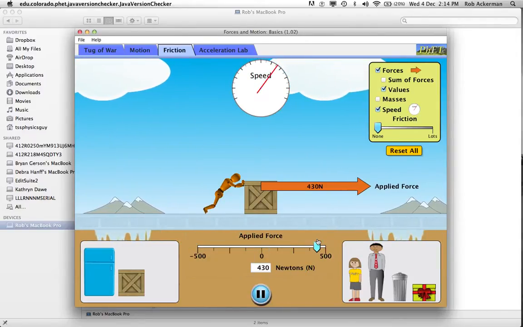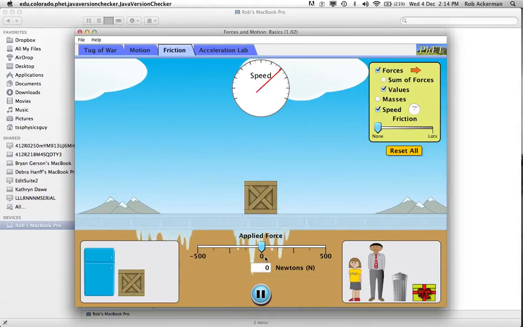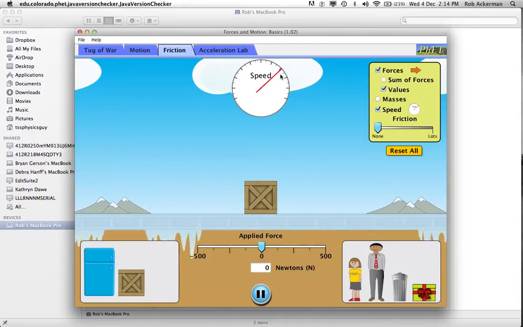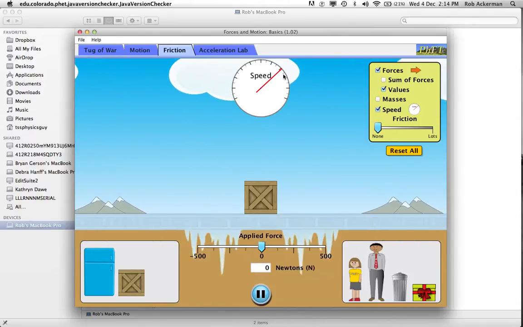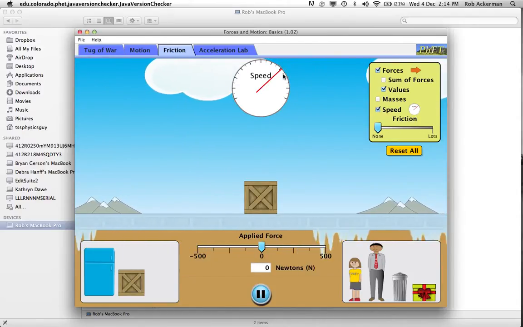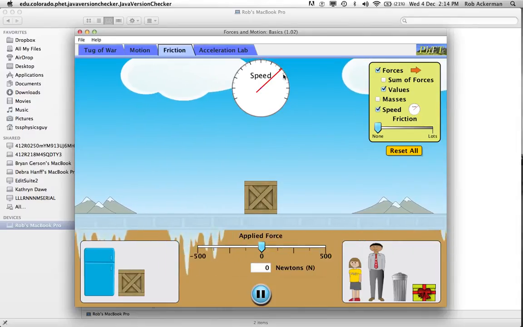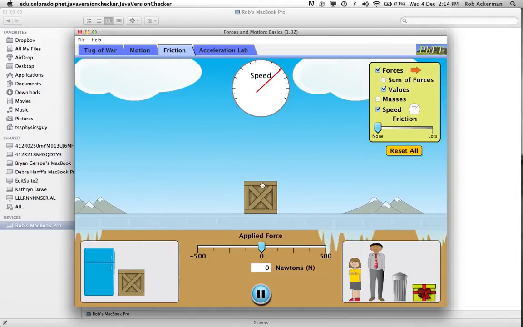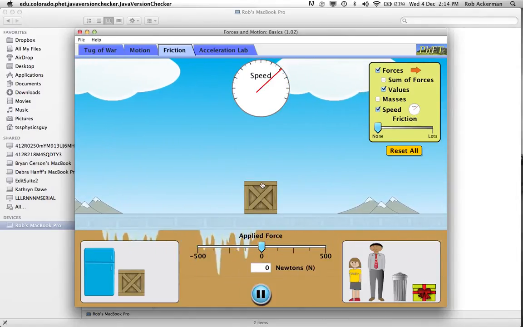Speed is going up, and I let go. The forces go to 0, but what do you notice? The speed stays where it was before. In other words, the crate really does keep on moving forever and ever because there are no forces counteracting it. Now, you may argue this is just a simulation. Is this really what happens in real life?